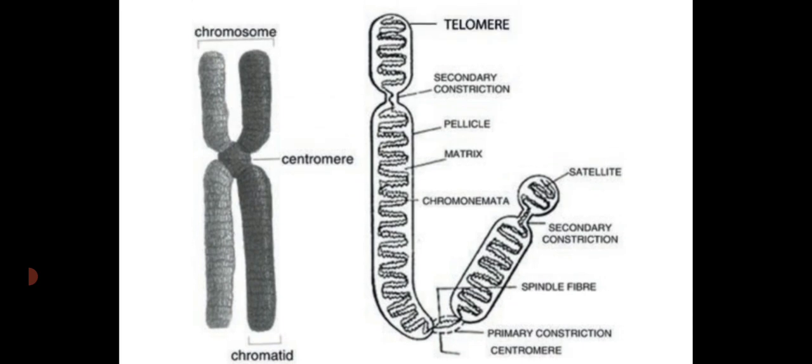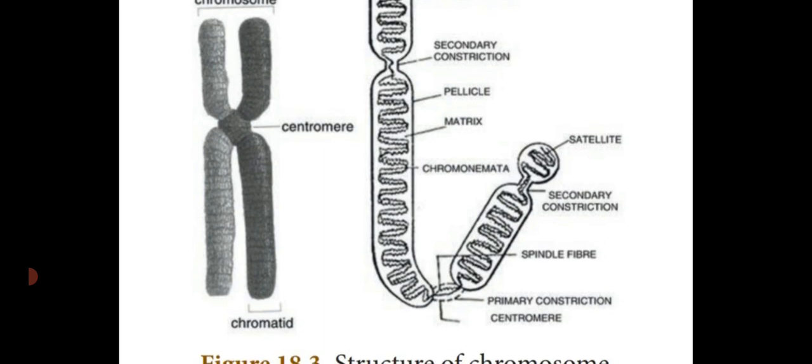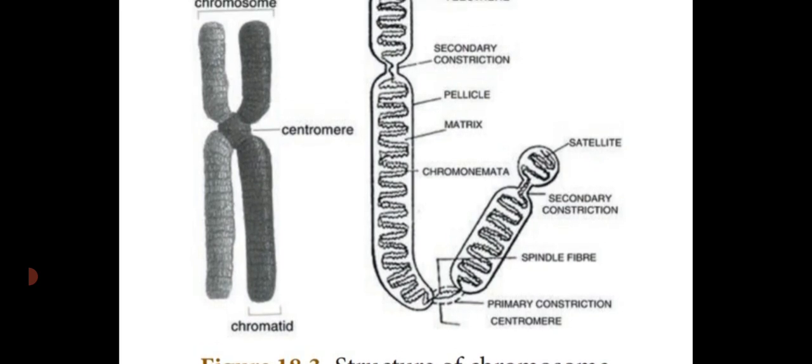That is, the terminal part of a chromosome is known as telomere. Then they are having different constrictions, that is, a small depression, secondary constriction and primary constriction. On the inner side, they are having the chromonemata. Some chromosomes are having a bulb-like structure known as satellite. The chromosome with the satellite is known as SAT chromosome.